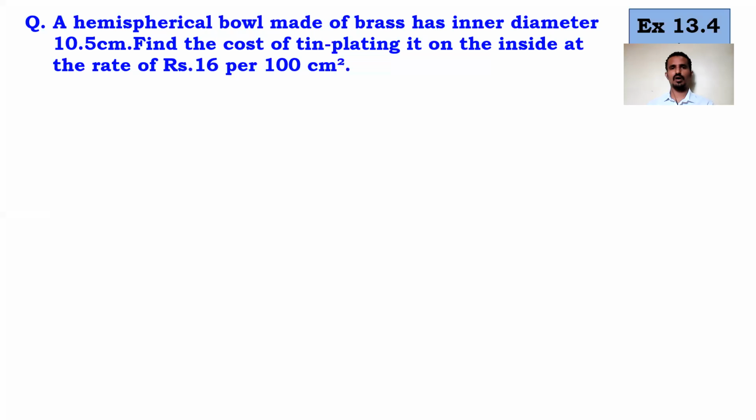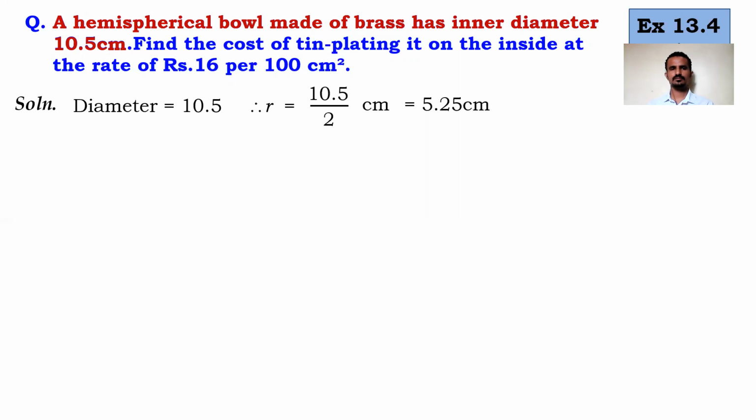So here we have a hemispherical bowl, which is made up of brass, has inner diameter 10.5. We have to find the cost of tin plating, so we have to coat that surface with tin. The rate given here is rupees 16 for 100 centimeter square. First of all, we'll note down the diameter. It is 10.5. That means we can get the radius as 10.5 divided by 2, which will become 5.25. So the radius of the hemisphere is 5.25.